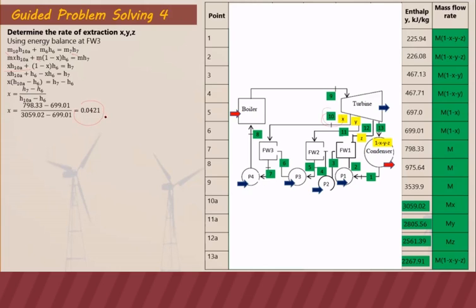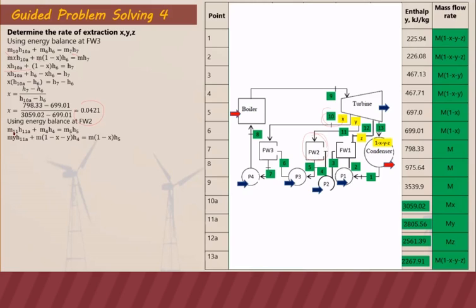Now we are going to determine the rate of extraction at feed water 2. So we have here 11 coming in as well as 4, and the leaving is 5. So we have the energy balance M11H11A plus M4H4 is equal to M5H5. So putting in the values of masses from the table, we have this one.